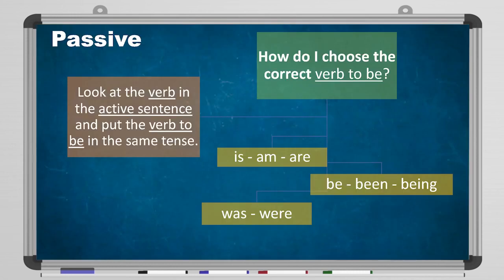You know that we have a verb to be in the present and verbs to be in the past. And also, we have verb to be attached to other helping verbs or modal verbs. Is, am, are are verbs to be in the present. Was and were are verbs to be in the past. Be, been, and being are also verbs to be. If I want to choose the right verb to be, to put it in the passive sentence, I should look at the verb in the active sentence first and see what tense that verb is in. Let's take a look.